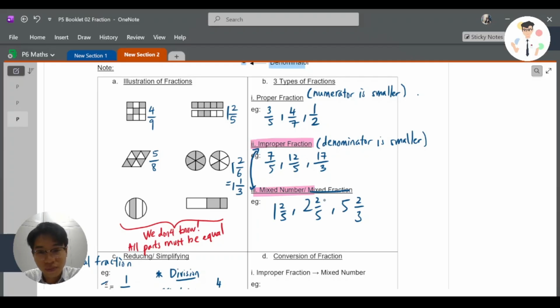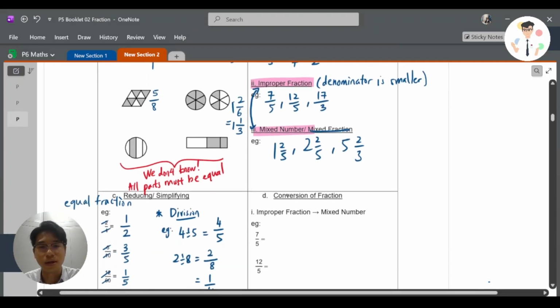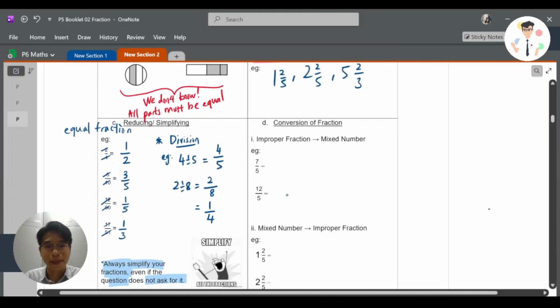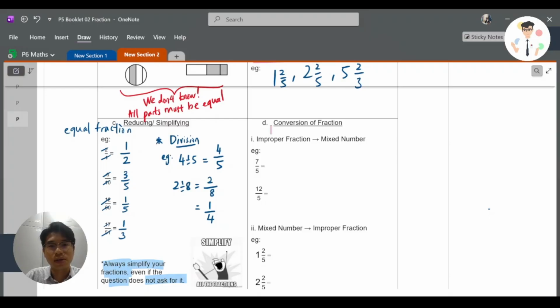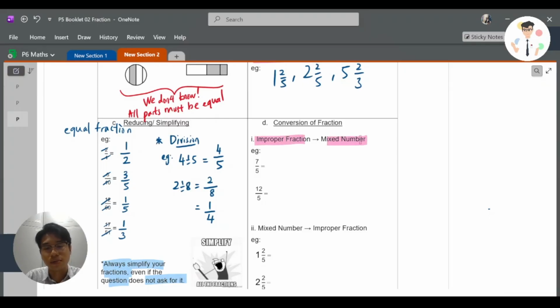And the same thing, if I have a mixed number here, 2, 2 out of 5, I actually can change it to become an improper fraction. Okay? Do you get the idea? Okay. Again, improper fraction and mixed number can be changed to a different form. So for example, I have 7 out of 5 here. This is an improper fraction. And the question now is, how do I change it to a mixed number? What is the method of changing?